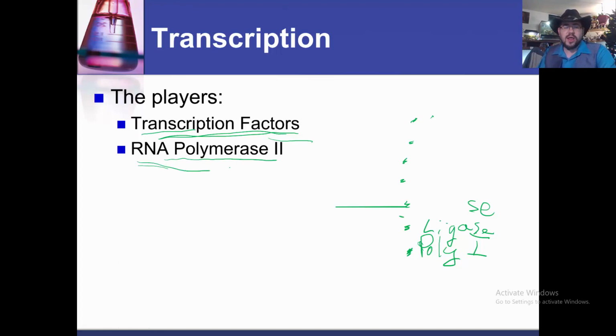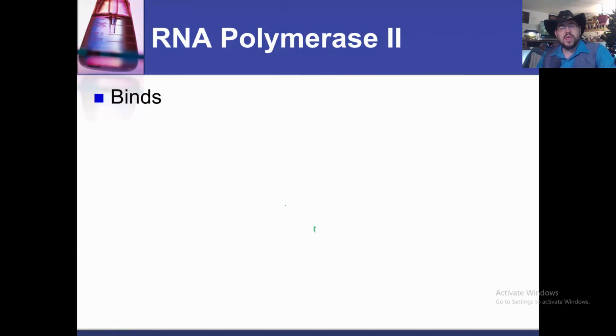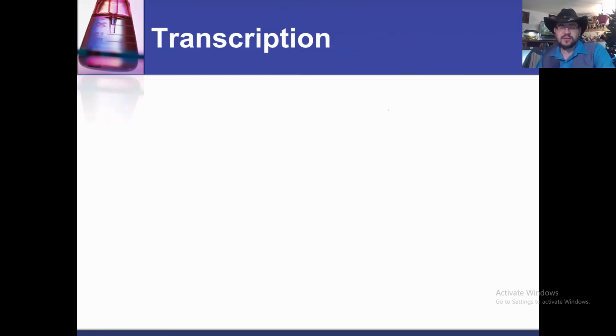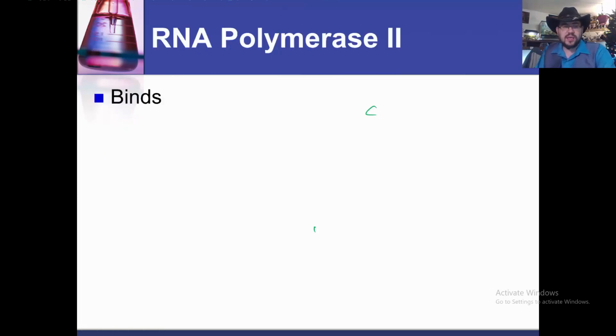Anyway, RNA polymerase II is pretty amazing because it can do all these important functions on its own. So let's talk about all those super cool functions. First off, it's got to bind to the DNA at the correct site. What do I mean by that? I mean, it has to be at the beginning of the gene.